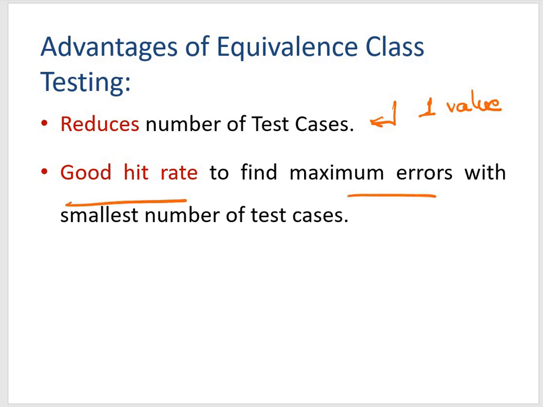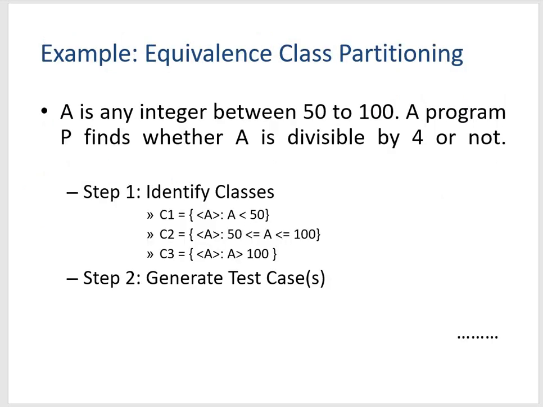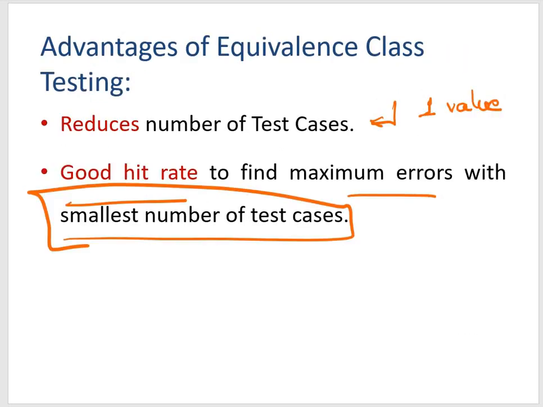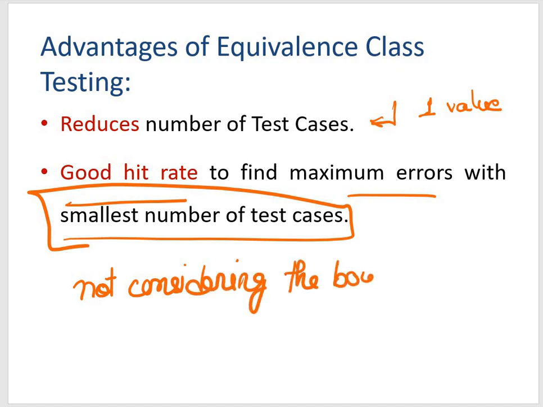Now there are some benefits of equivalence class testing. One is that I can reduce the number of test cases because I have to pick one value from each equivalence class, and there will be a good hit rate to find the maximum errors with the smallest number of test cases, right? So there are certain benefits, and along with this there are certain issues as well.